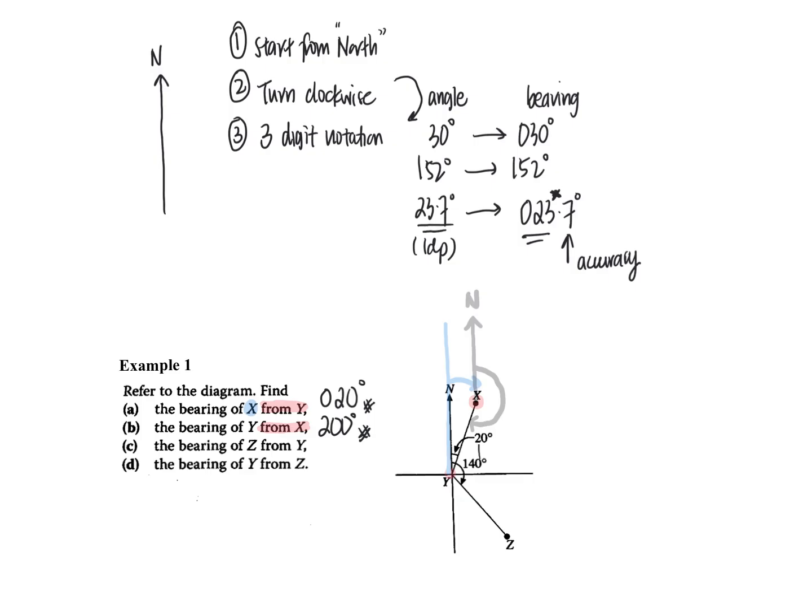So imagine you are standing here facing this direction. You need to turn your whole body until you can see Y. So that is how you move. Imagine you are standing there then turning your whole body.